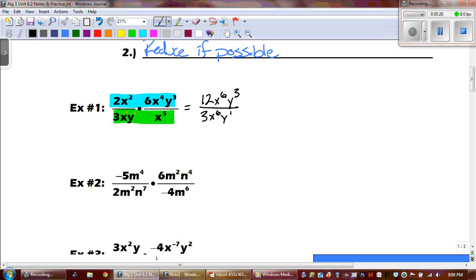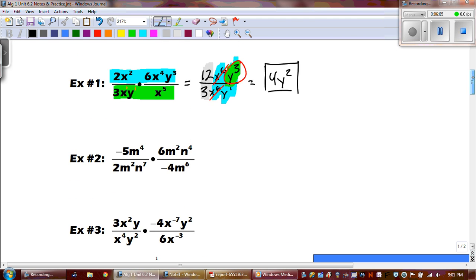So 12 divided by 3 is 4. Who wins with your x's, the top or the bottom? Well, they're the same, so they cancel out. And then who wins with the y's, the top or the bottom? Okay, the top wins, and the top wins by 2. So y squared. And everything cancels out over 1, but since we're talking about division, or the numerator, we don't put a 1 underneath. Okay? All right, let's look at example number 2.